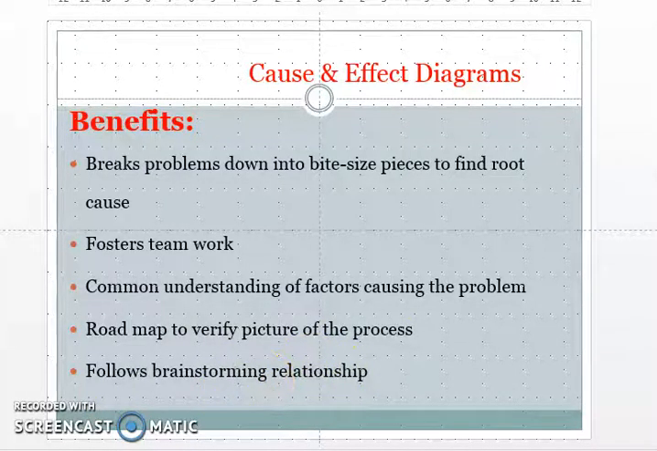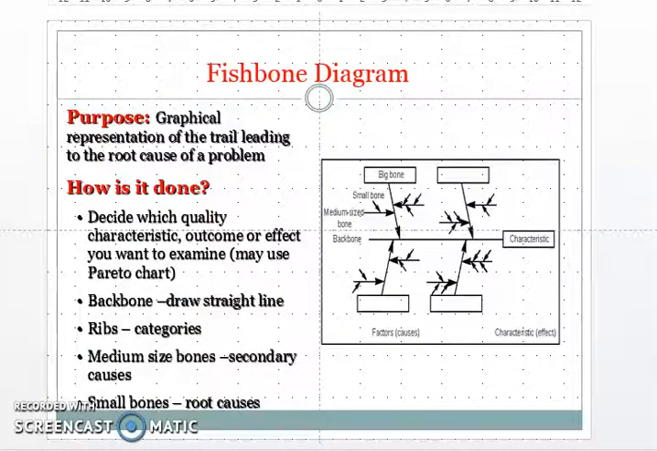As we have discussed, now once again you will see here we have shown the fishbone diagram, or the same cause and effect diagram. It is the graphical representation of the trail leading to the root cause of a problem. How it is done, we have already discussed. Decide which quality characteristic, outcome or effect you want to examine. After that you have to draw a straight line and draw ribs to this straight line.